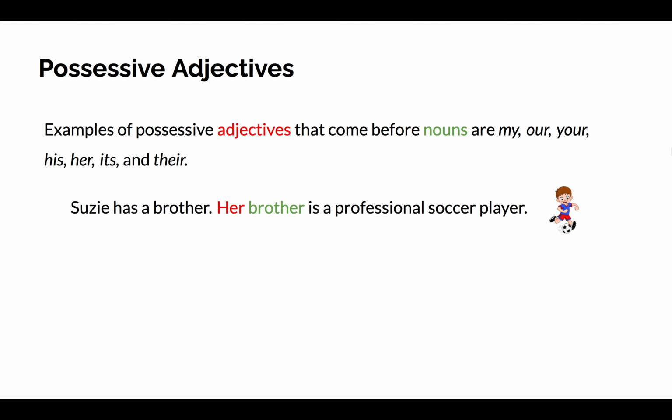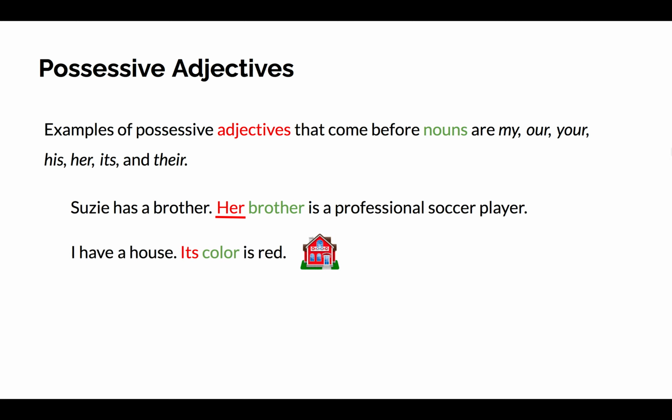Susie has a brother. Her brother is a professional soccer player. Her is the possessive adjective. We can see from the first sentence who she is, Susie, and we know the brother belongs to Susie.